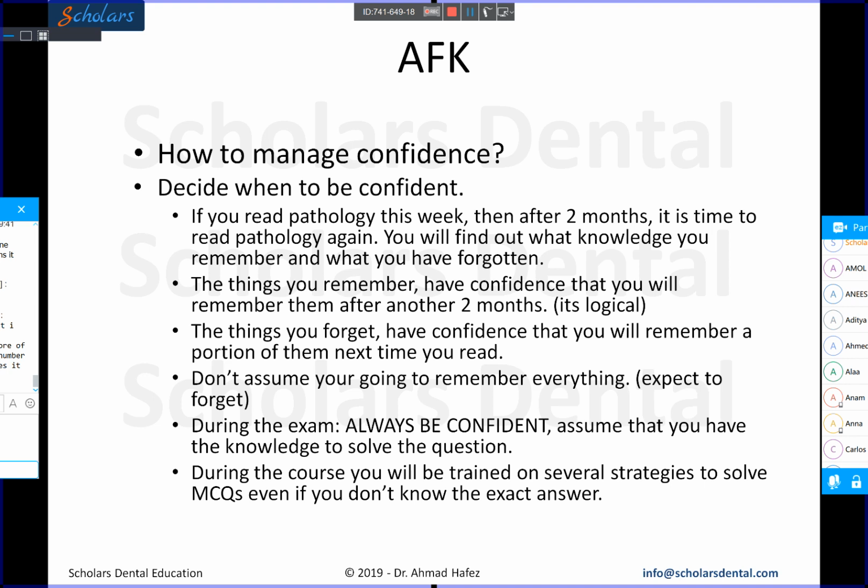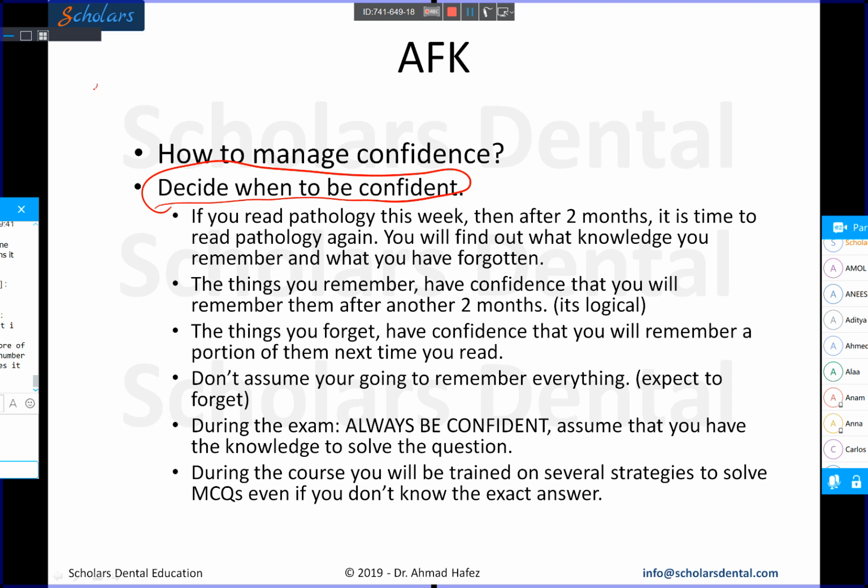So, how to manage confidence. You have to decide when to be confident and when to not be confident. Okay, this part could get tricky. I'm just going to show you how to measure this, okay? Sorry, I think we're going to go up to three guys, so maybe another half an hour. I hope you guys could stick around because it is important, okay?